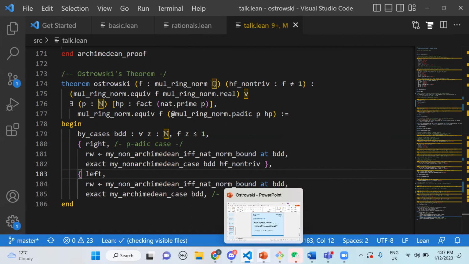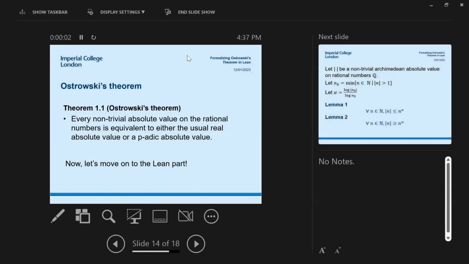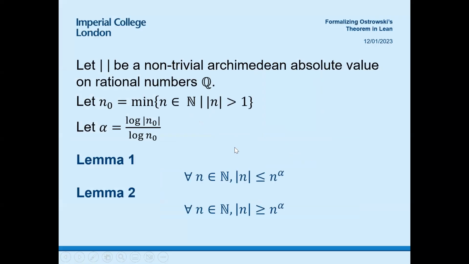And if we go back to PowerPoint, the lemmas left here are that we want to prove, for any natural number n, the norm of n is less than or equal to n to the power of alpha, and the other side as well. And actually the proofs for these two lemmas are basically very similar and use the same process. So we just go through lemma 1 here.